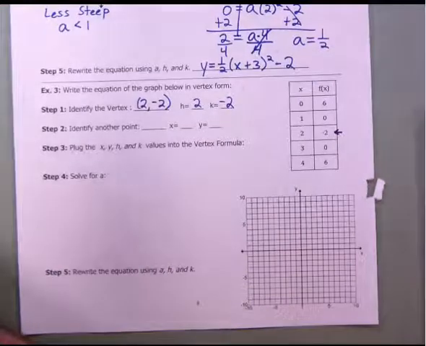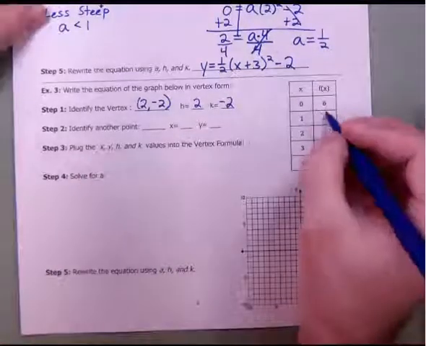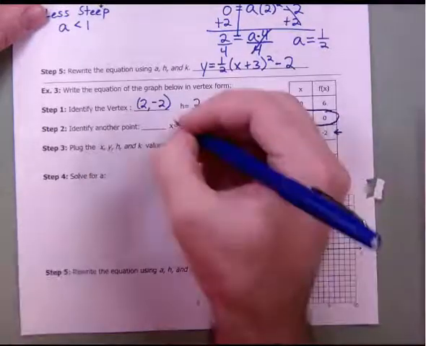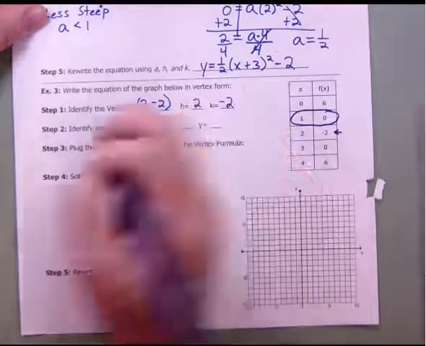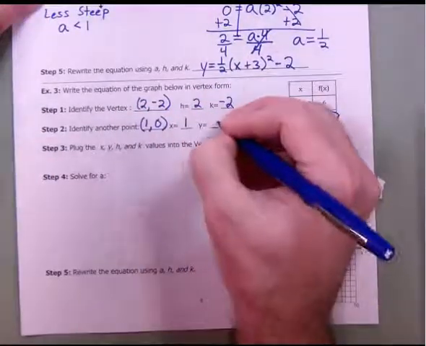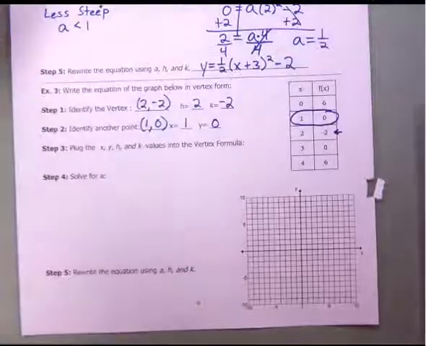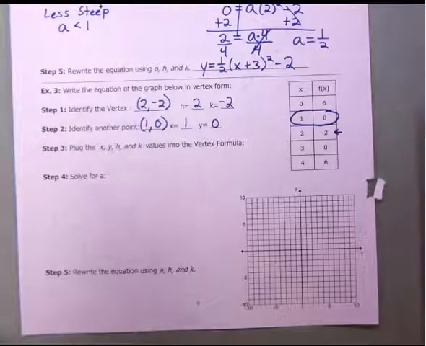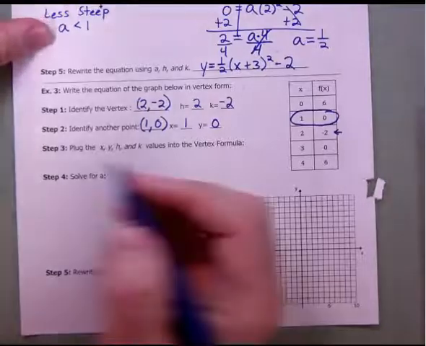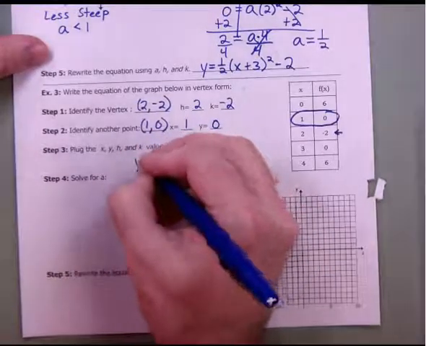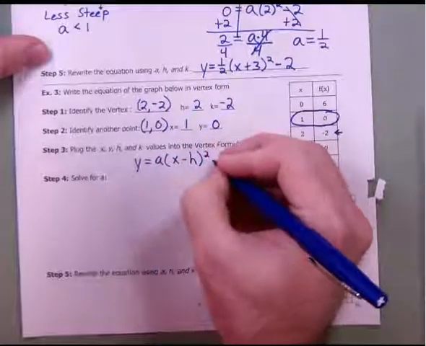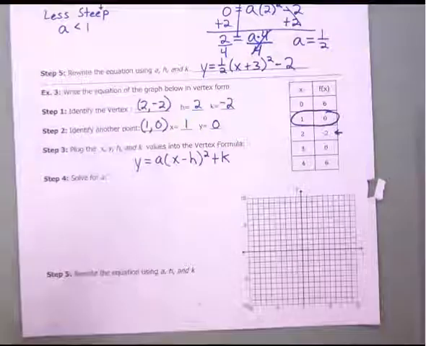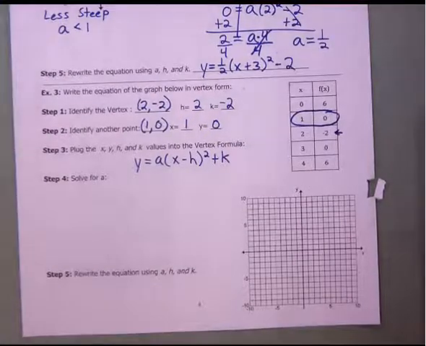I can pick any of those points. And I don't know about you, but I find 1 and 0 to be nice and easy points. So 1, 0. X is 1, y is 0. Now we've already written the equation up top, so we should have a pretty good idea what it looks like. I'm going to do it one last time for you. y equals a, parentheses, x minus h, close parentheses, squared, plus k. You don't necessarily have to memorize that equation, but you should have a pretty good working understanding of it.